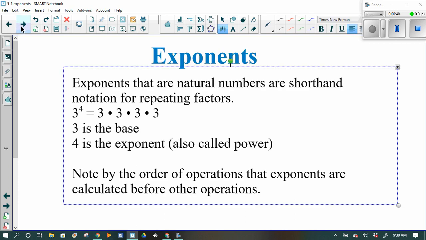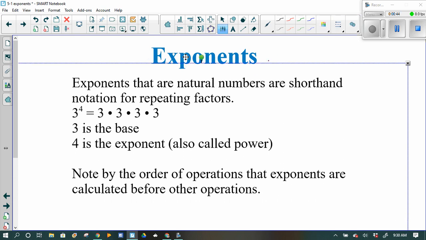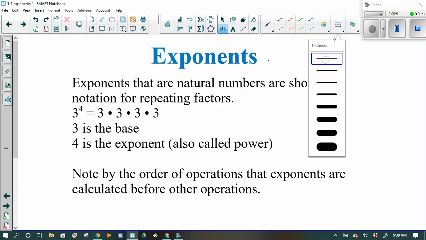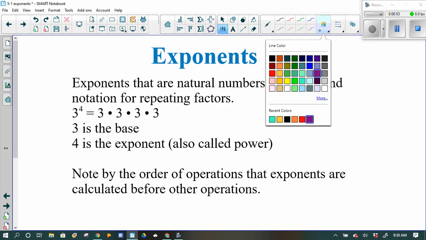So remember that an exponent, all right, I don't know why, okay, there we go. I don't know why it does that. All right, so we got a pen, let's get skinny, and purple ink sounds good.